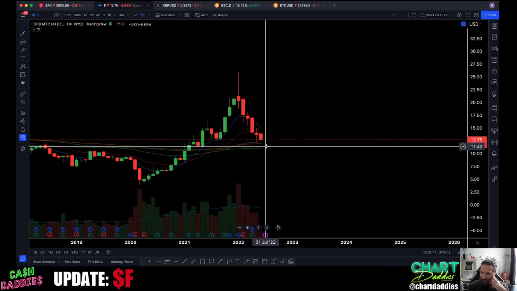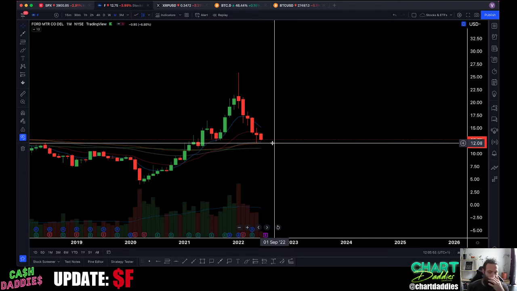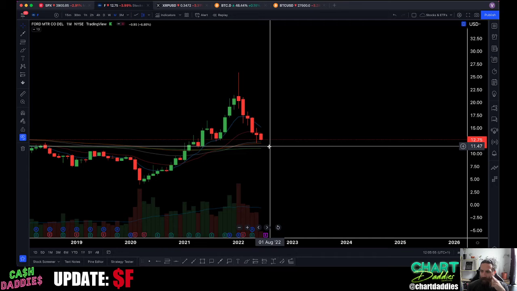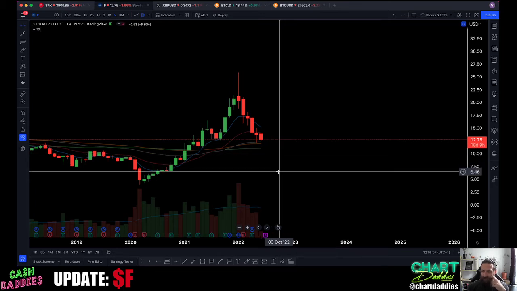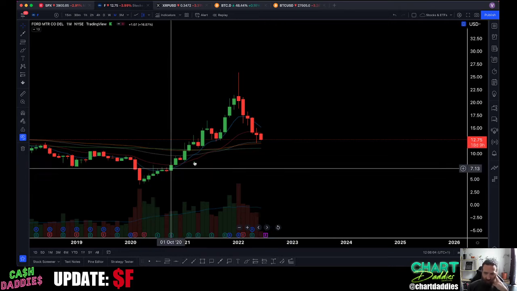Right now the 200 period moving average is around 11.10-ish. We were at 12.75. So we could dip a dollar 50-ish, a little bit more, to get that retest in.